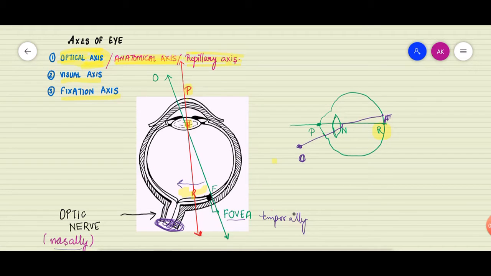When we draw this line joining the point of fixation, that is O, passing through the nodal point and reaching the fovea, then this line is called the visual axis, the green color line.